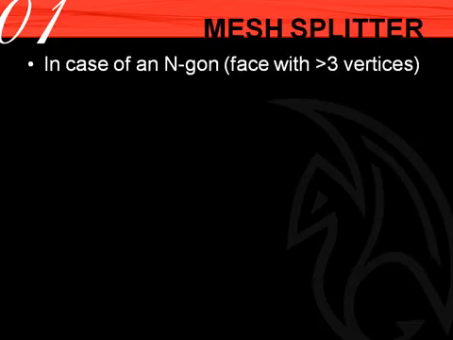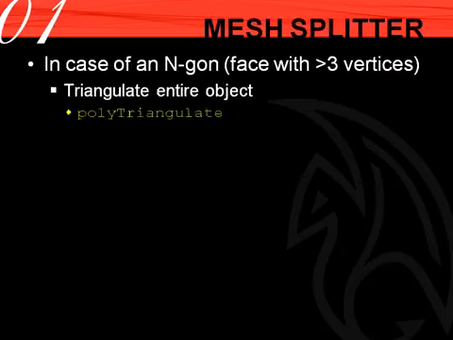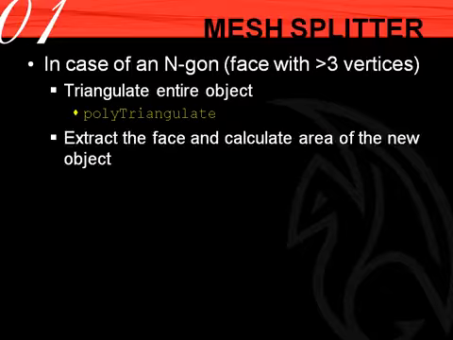Okay, so one last point before we move on to the next segment. If you happen to have some n-gons in your object, and n-gons are essentially defined as faces with more than 3 vertices, so quads or anything higher than that, there are a bunch of different approaches. One is that you can triangulate the entire object using the polytriangulate command, and then calculate the area of the object. Of course, this means that geometry will change. Another approach is to extract the face and calculate the area of the new object.